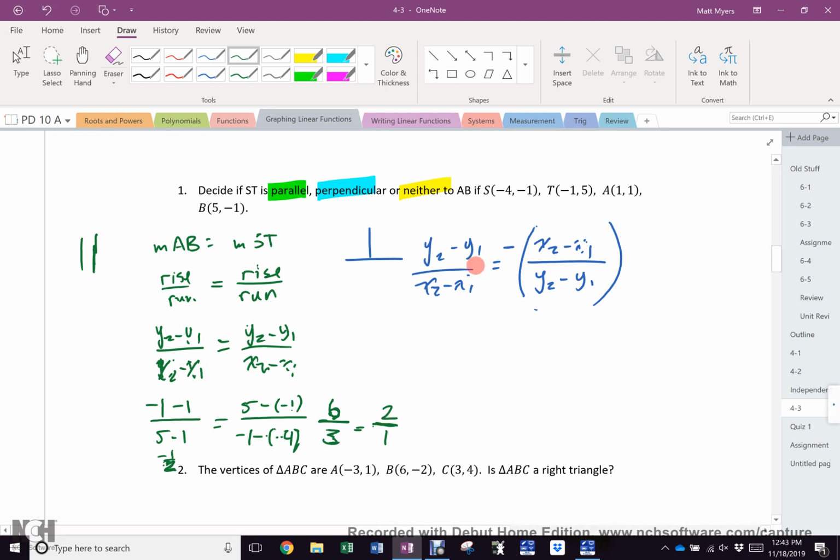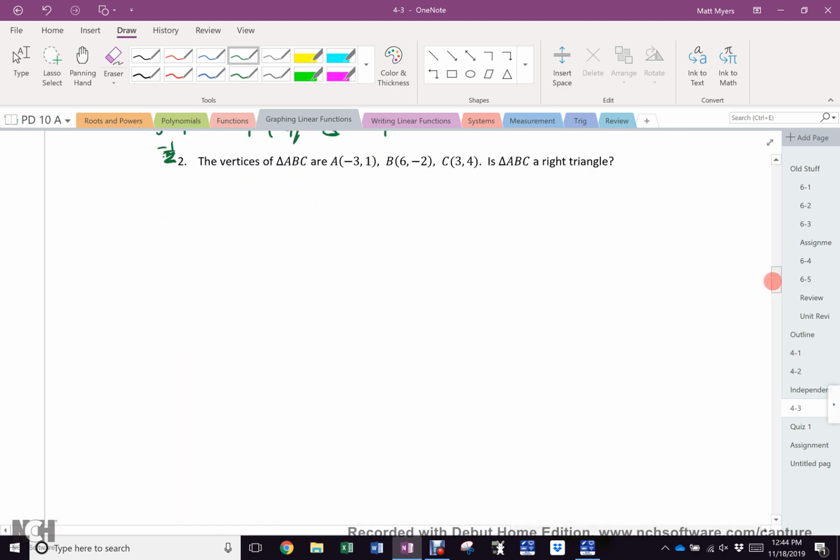Do we even need to check this one? No. Why did I show you this one? Because I need you to understand that you can use the same values, and sometimes that will be helpful to you. Everybody good? Yes. All right. Let's look at the next question.